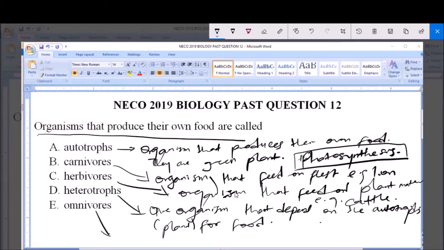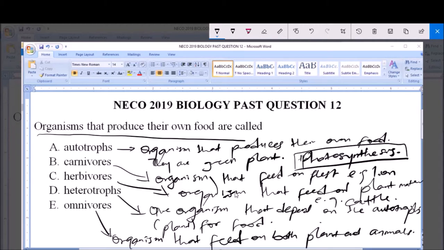Now, omnivores, which is option E, simply refers to organisms that feed on both plants and animals. A typical example of omnivores is human or man.